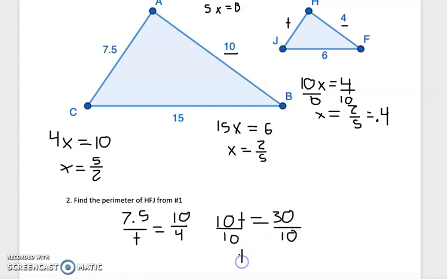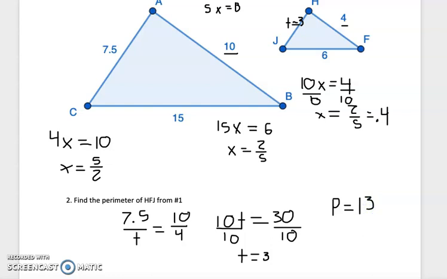And you end up getting t equals 3. And so now that we know that t equals 3, we can plug that in there, and then we could add these up. So 3 plus 4 is 7, plus 6 is 13. So the perimeter ends up being 13. So that's not too bad.